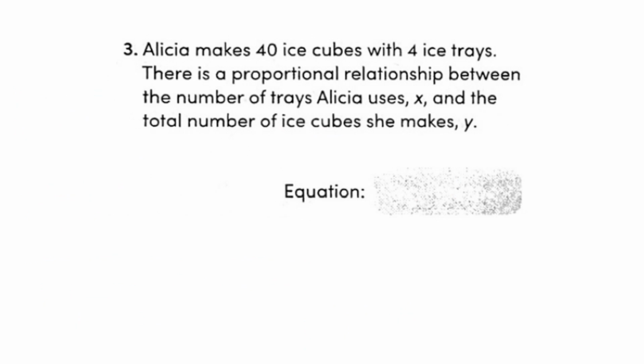Number 3. Alicia makes 40 ice cubes with 4 ice trays. There's a proportional relationship between the number of trays Alicia uses, x, and the total number of ice cubes she makes, y. Again, our fraction is y over x. y is the number of ice cubes, and x is the number of trays.